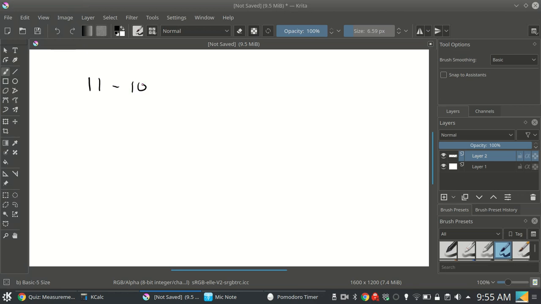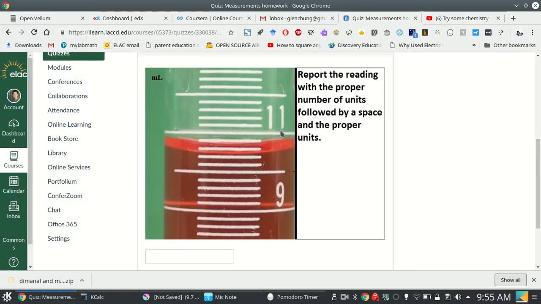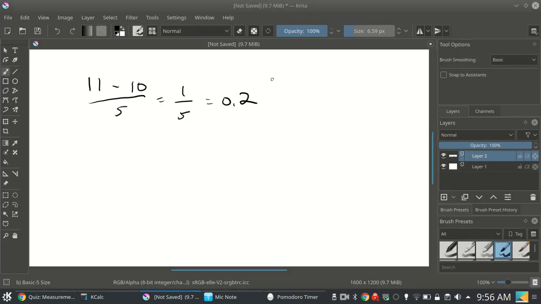11 minus 10, and there are 5 spaces. So that's 1 milliliter divided into 5 spaces. So that's 0.2. So that means every space here is 0.2. All right, so this is 10.2, 10.4, 10.6. You must measure at the bottom of the meniscus, which is right here. So this liquid level is between 10.4 and 10.6.